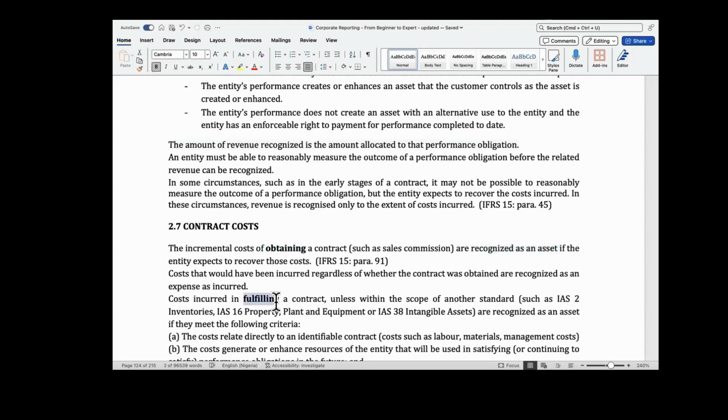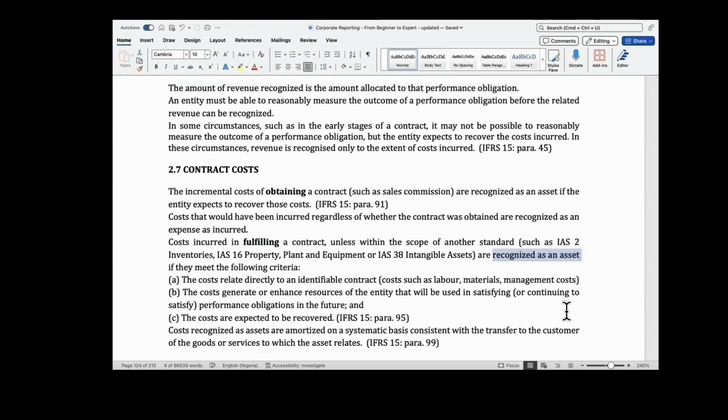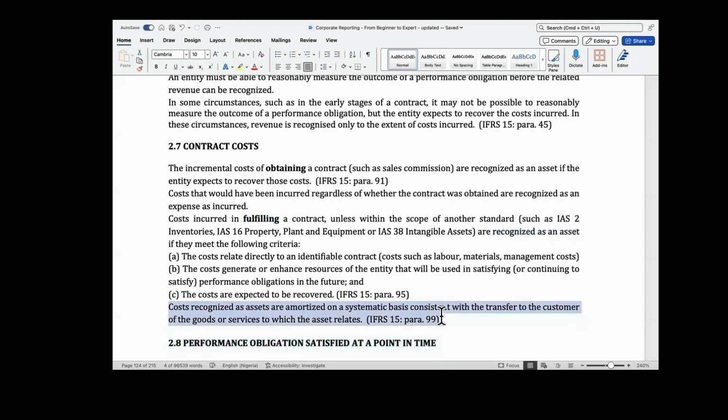It could be cost of fulfilling, because when you have finally obtained a contract, you have to do the work. So the costs, you need to accumulate them and recognize them as an asset, provided you have not collected your money. So that means they are recognized as an asset: cost of fulfilling a contract. Of course, it has to be a cost that you can recover. Then, as they are now paying you your money, you can then be expensing them gradually to P&L.